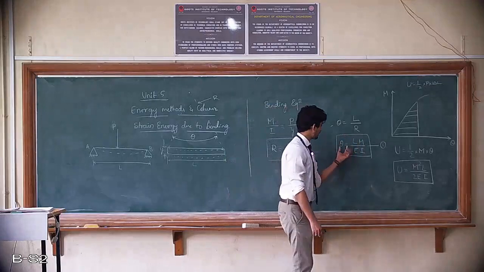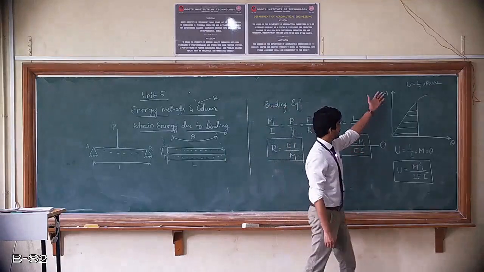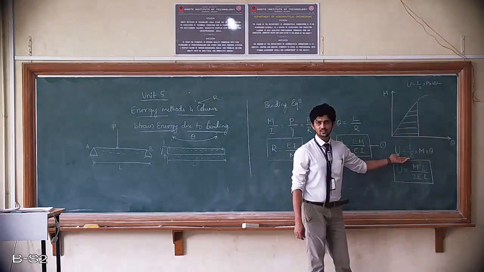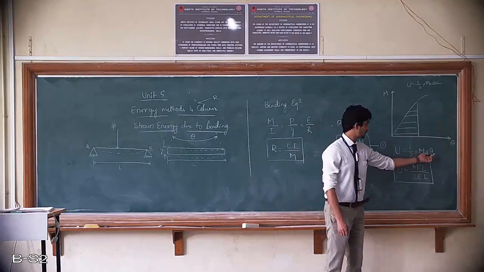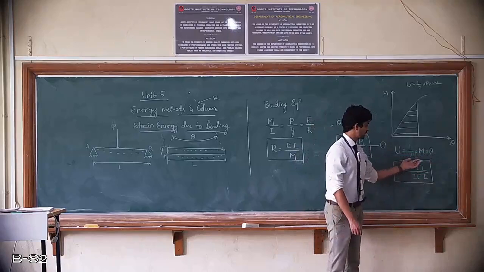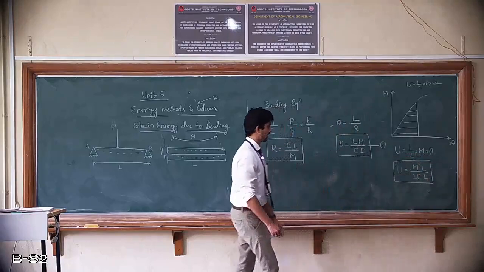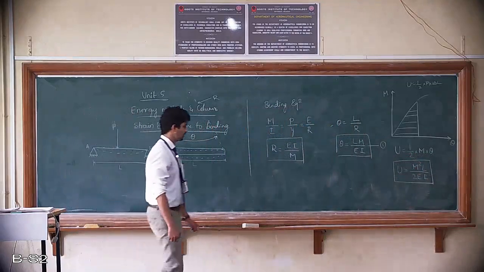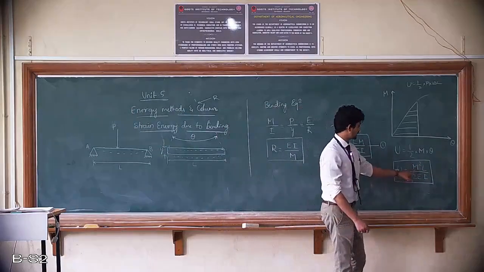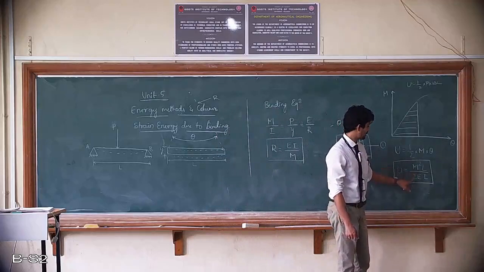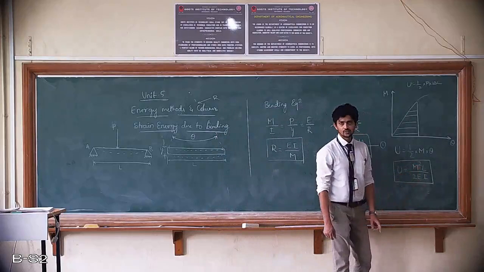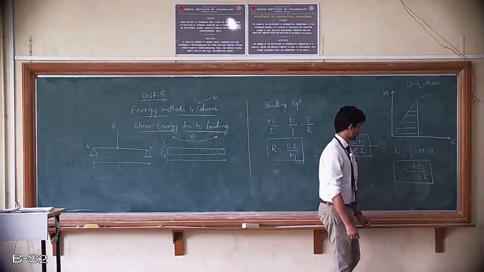Now, once we get this equation, then plotting a graph between m and theta will help us to find the strain energy. Substituting the value of theta in this equation will give me m square L divided by 2 EI. Just to remember, if it was an axial load, it was P square L divided by 2 EI. When it is bending, it is m square L divided by 2 EI. That will be the only change.